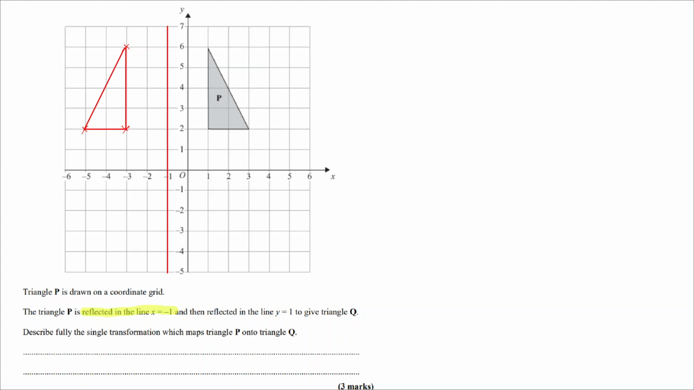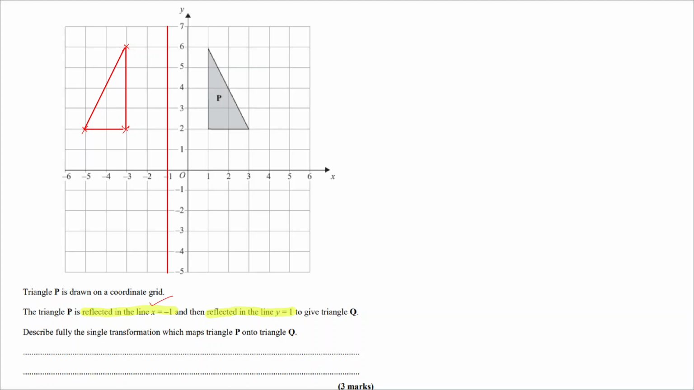Okay, so I've now performed the first transformation, so I've got a mark straight away in the exam just for doing that. I've reflected the shape along the line x equals -1, but now I've got to reflect this new red shape in the line y equals 1. Let's do this in a different color. Let's keep that in yellow, otherwise it will get a bit confusing.